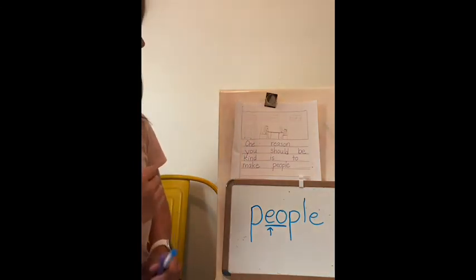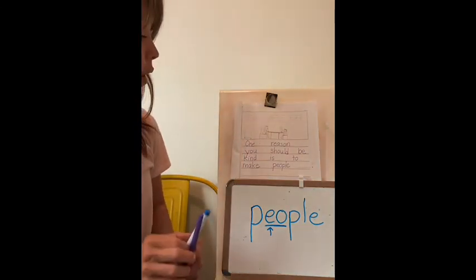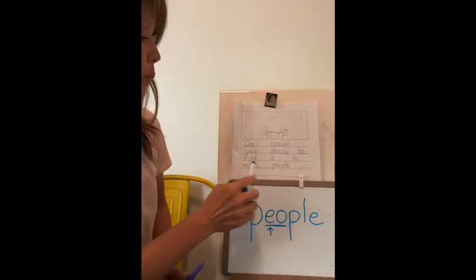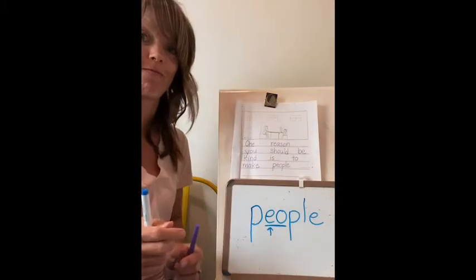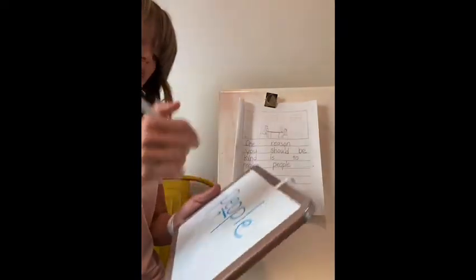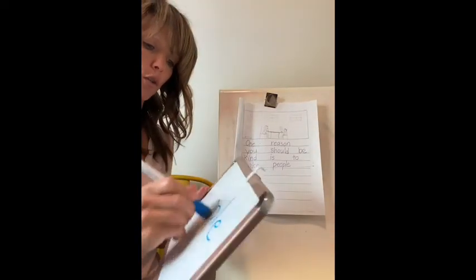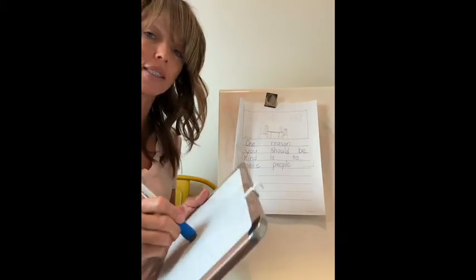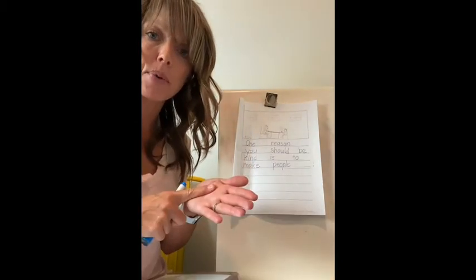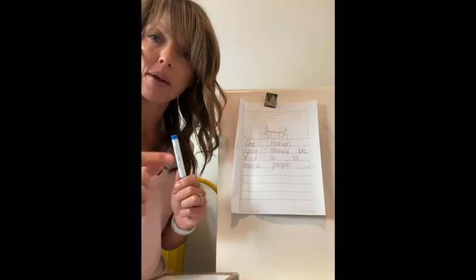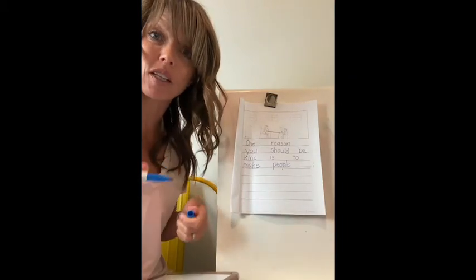All right, so we have one last word, you guys. One reason you should be kind is to make people happy. Okay, all right, so I'm going to teach you a little strategy for the word happy, okay? So first what we're going to do to spell the word happy is we are going to count the syllables. So let's say each syllable. Hap-py. Okay, so there's two syllables in the word happy. And the first syllable is hap. So can we start out by just writing this first syllable, hap?